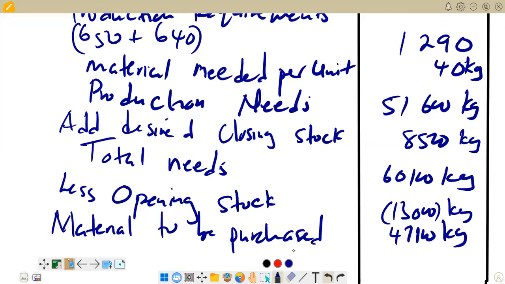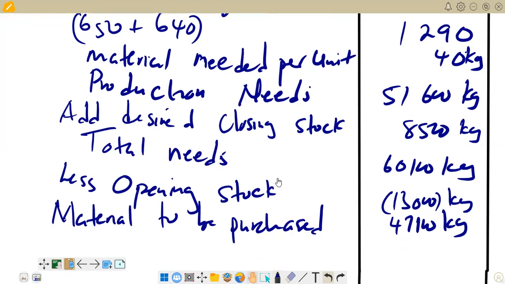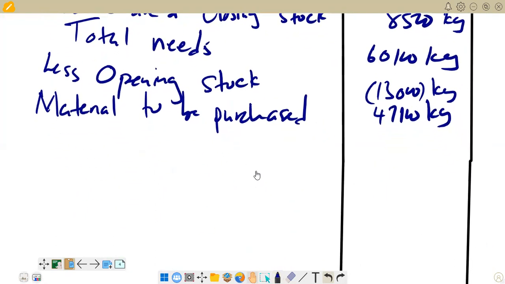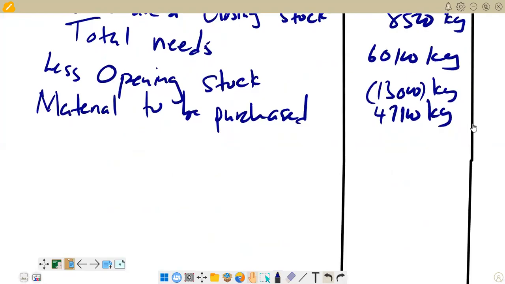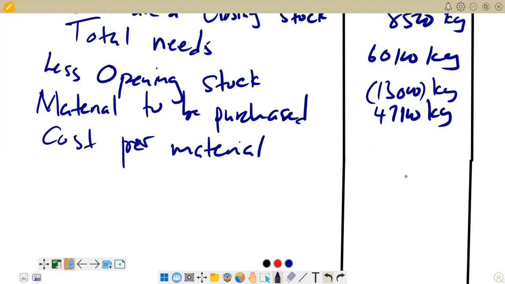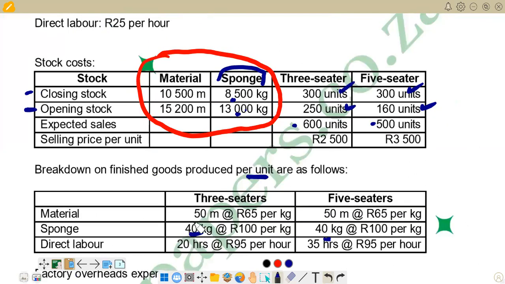So this is the material to be purchased, but this is in terms of the quantity of the material. So we want to see the value of the material. So we need to go and check the cost per material so that we get the value of this material. So here we are now saying costs per material. We are given that cost in the question. When we get the cost here, we multiply by this one, then we get the total value of material to be purchased. So here we go back there to check the cost per material. So basically we are just checking the cost per kg.